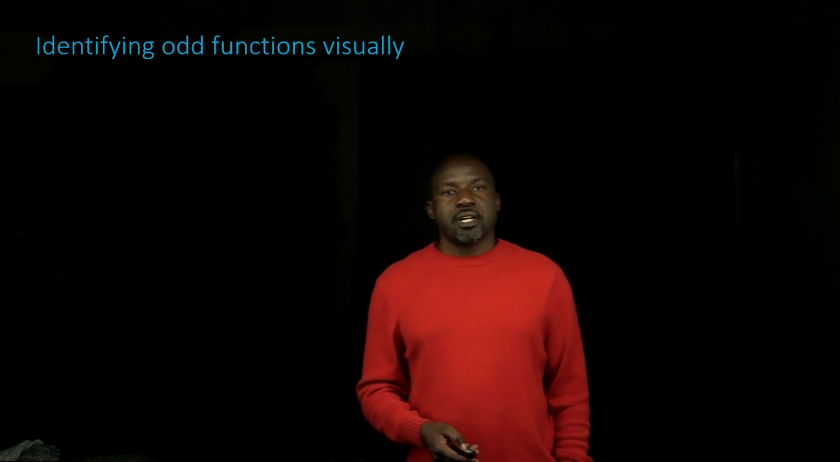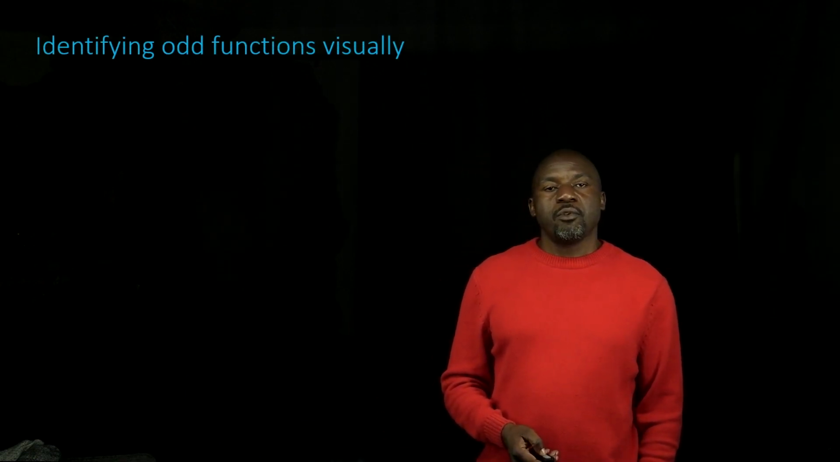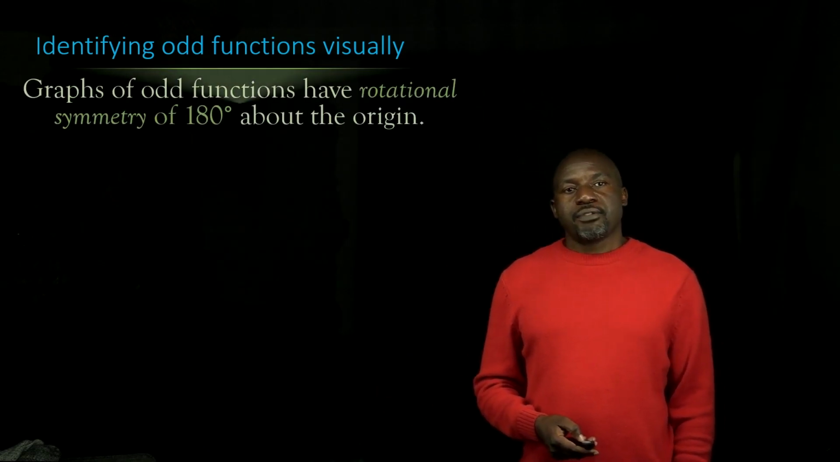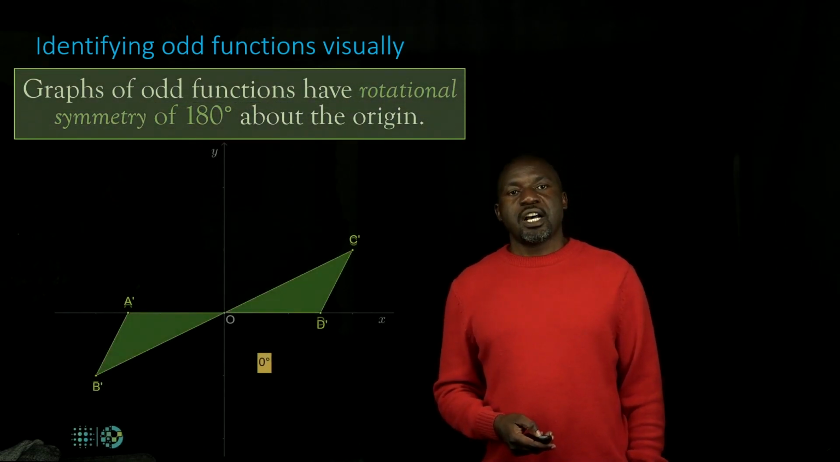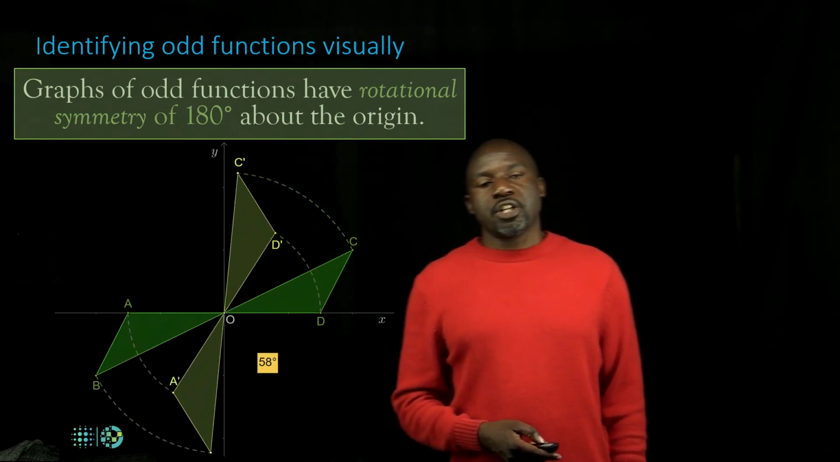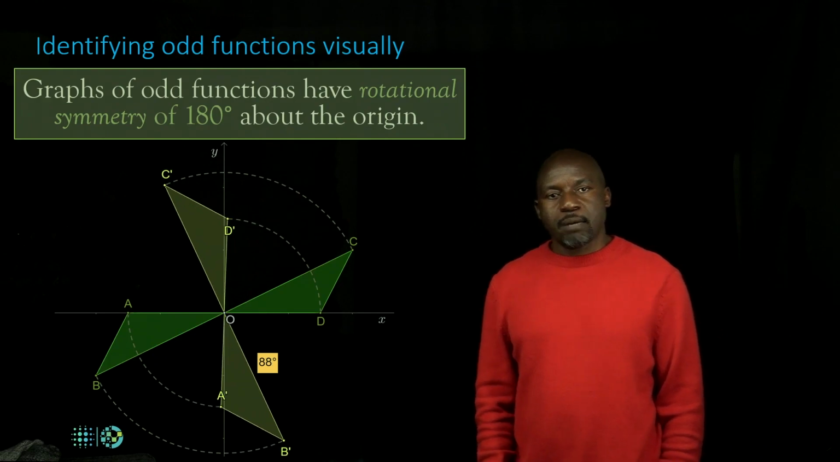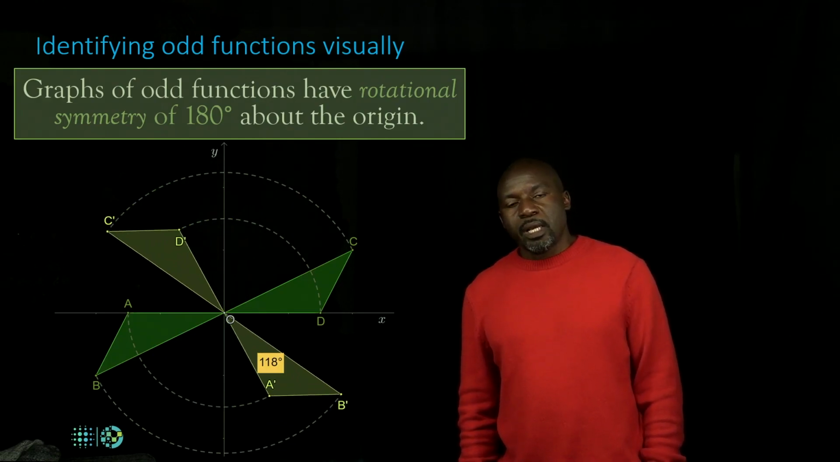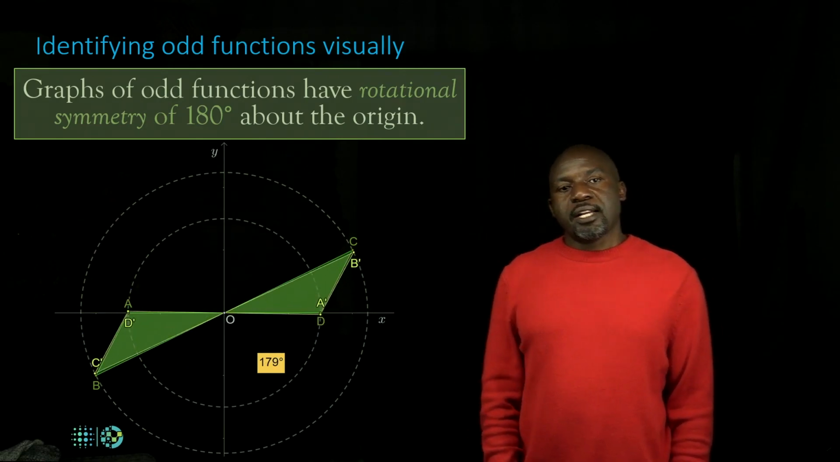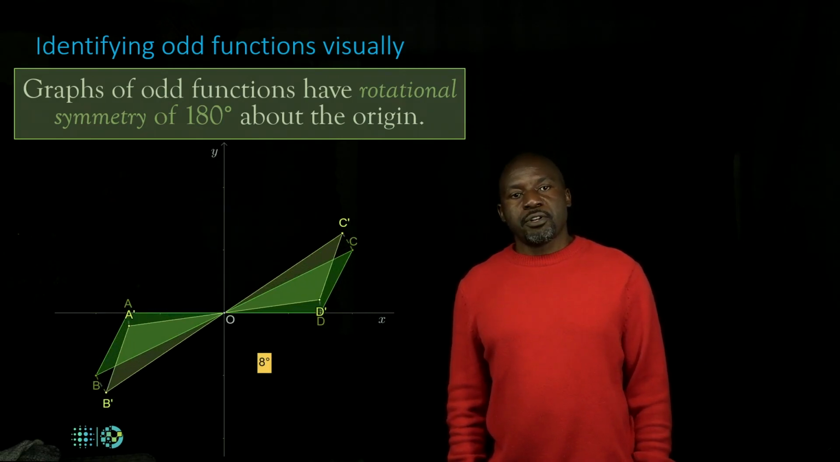So without wasting any additional time, you should have been able to see that the graphs of odd functions have a rotational symmetry about the origin. A rotational symmetry of 180 degrees about the origin. What do I mean? It means that if you rotated the function through 180 degrees, it would map onto itself.